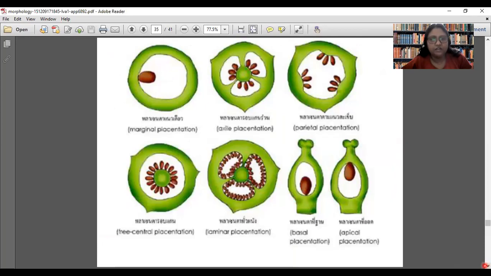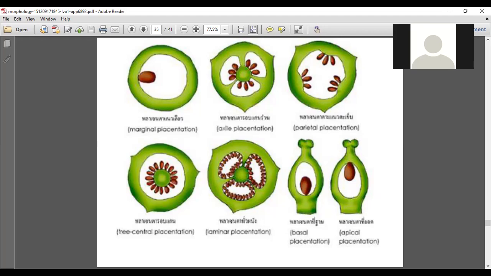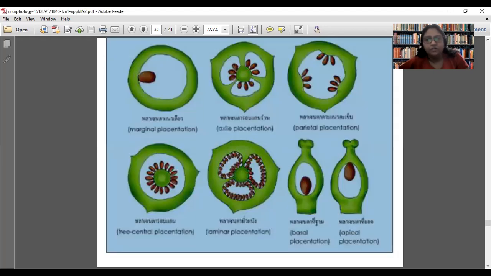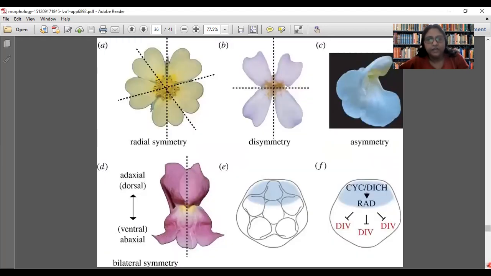What is this called? What are these type? It is described in what, beta? Ma'am, different stages of development. Not stages, beta. These are called placentation. It is showing the arrangement of ovule inside ovary. Okay. And this is about actinomorphic, zygomorphic, and asymmetric flower.